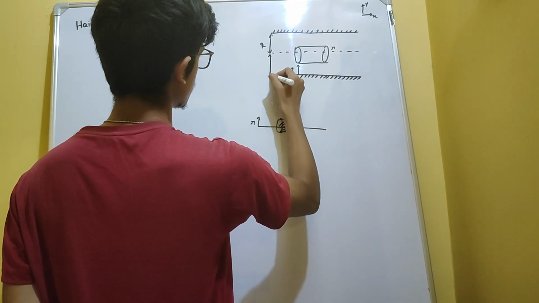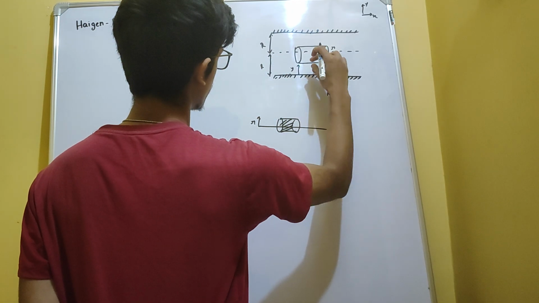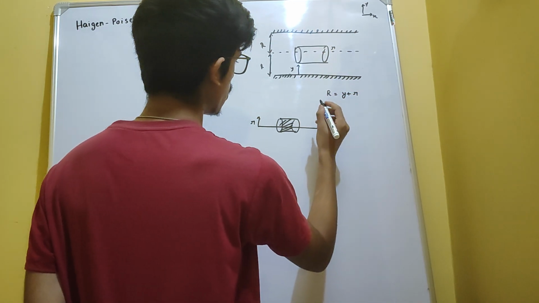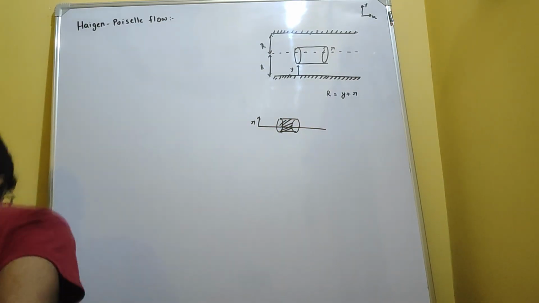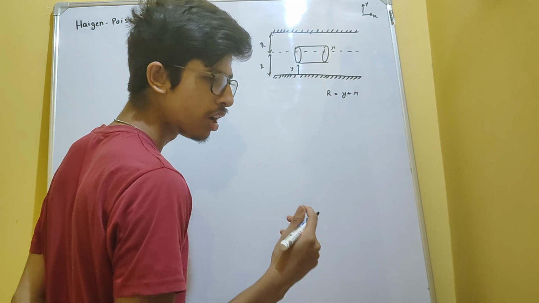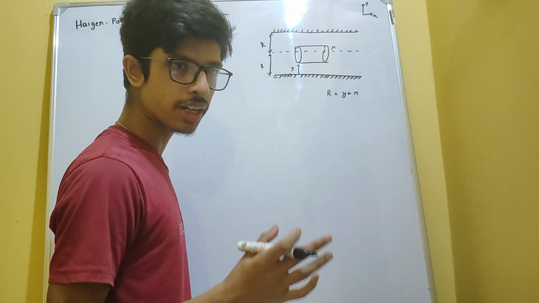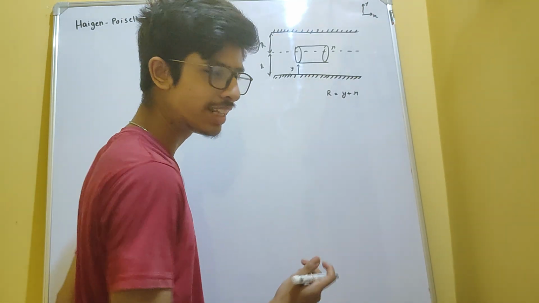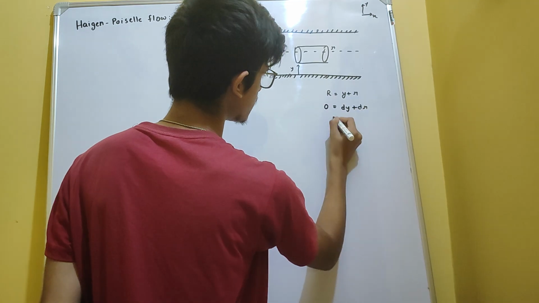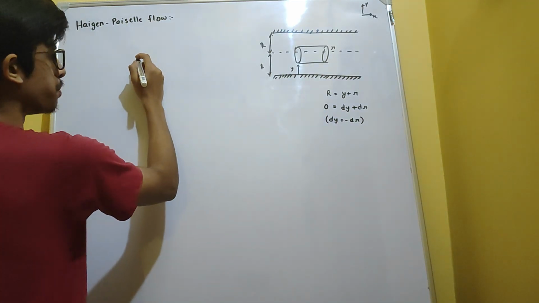So if this is R, this will also be R. So R can be written as small y plus small r. Now if you differentiate this equation once, then you will get that capital R is constant. It is the radius of the circular pipe, so it will not vary, so it is 0, and this one will be dy plus dr. So you can say that dy is equal to negative of dr. So now let's begin our analysis.